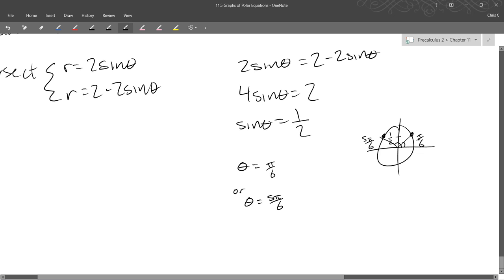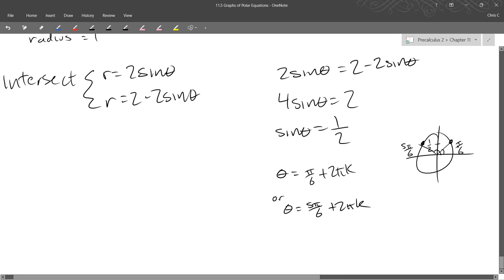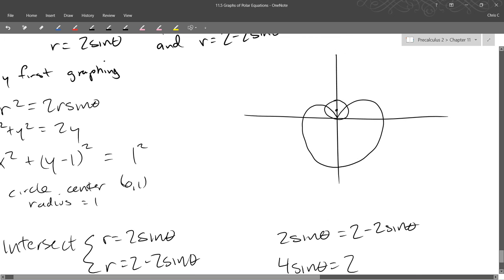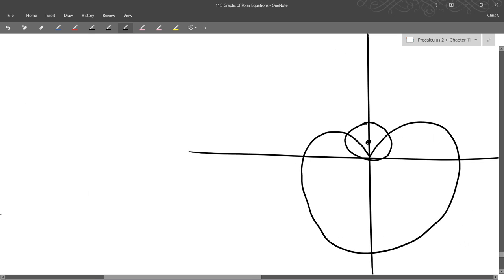And I can add as many rotations as I want, and I'll still be at the same place. Plus 2 pi k, plus 2 pi k. So those are 2 of the infinite types of solutions. There's another type as well. So these are the 2 where the angle matches and the radius matches. Looking at our graph, if my graph were a little more accurate, these would more accurately be at the angles that I just wrote down, pi over 6 and 5 pi over 6.